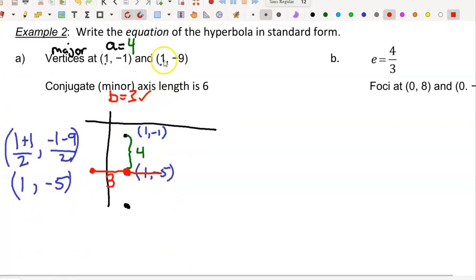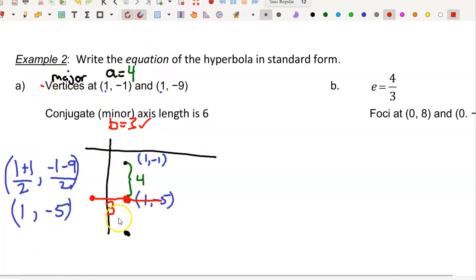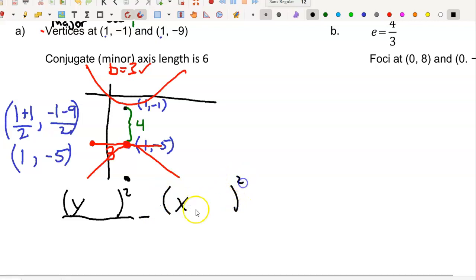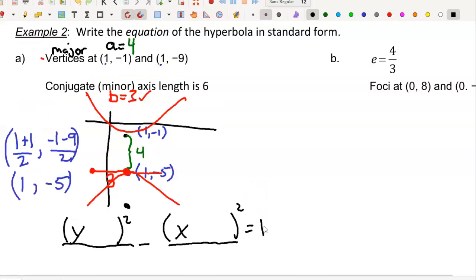All right. So we have vertices. That will let you know which way it's opening. Vertices only open the direction, right, that they're placed. So since the vertices are vertical, we know that if we actually graph this whole thing, it'd be looking like this, which means Y is going to come first. We got Y squared minus X squared equals 1. Got it.